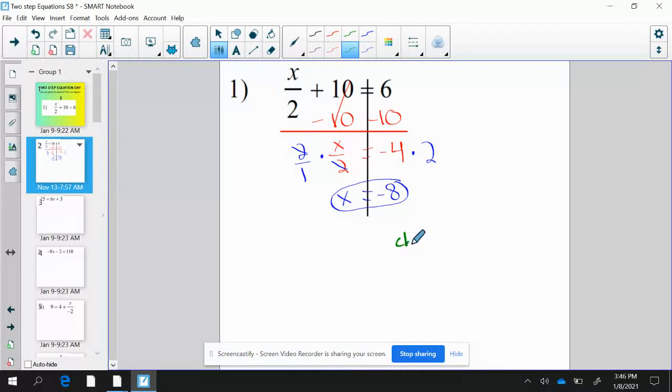So now we're going to check this. What we're going to do for the check is use this exact same equation. I'm going to plug in the number negative 8. The only difference here is I'm going to plug in the value instead of x. Everything else is the exact same. So negative 8 divided by 2 is going to be a negative 4, plus 10 equals 6, and 6 equals 6. Put a little check mark. That one is done. We know it's right because it's equal on both sides.